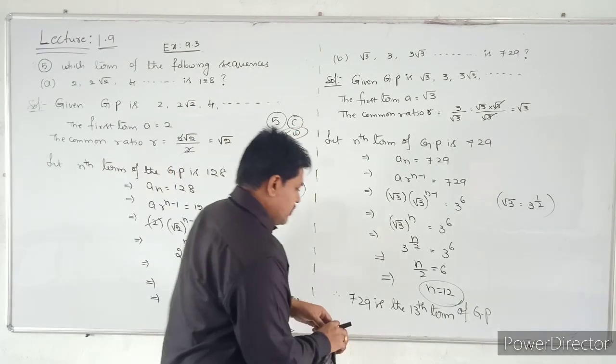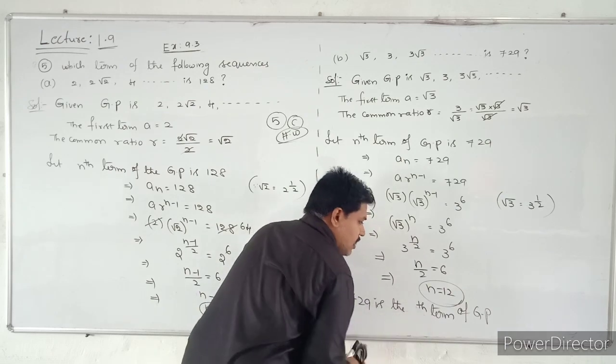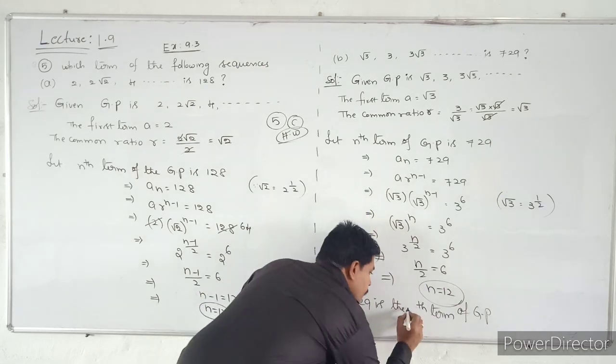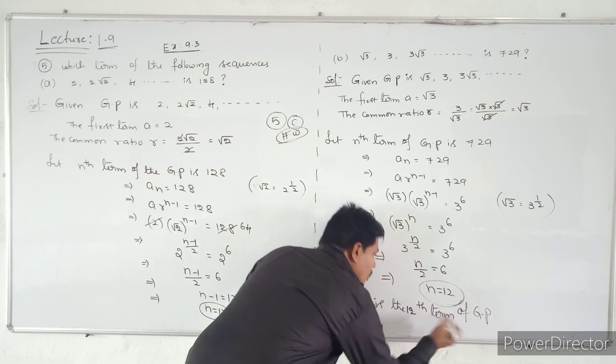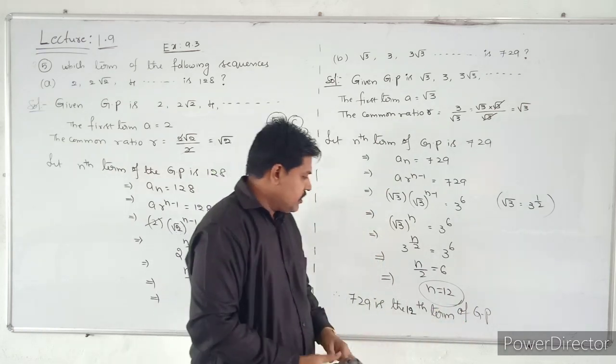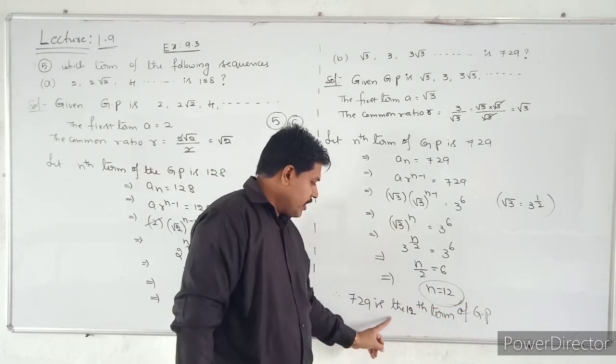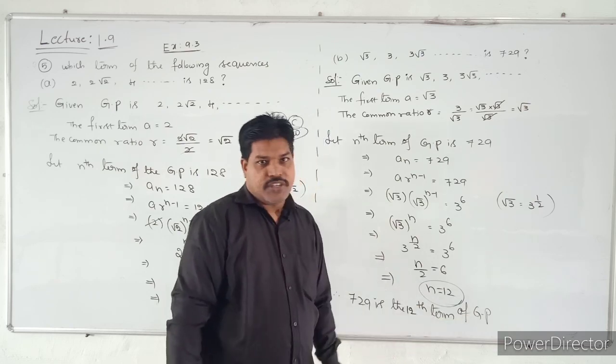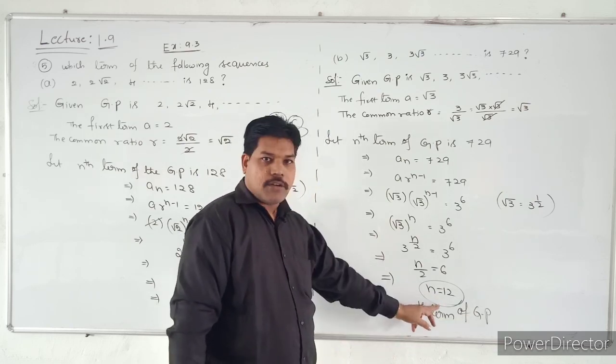See this question. It is not the 12th, 13th term, it is the 12th term of the GP. n is equal to 12. So 729 is the 12th term of the GP. It is not the 13th term, it is the 12th term.